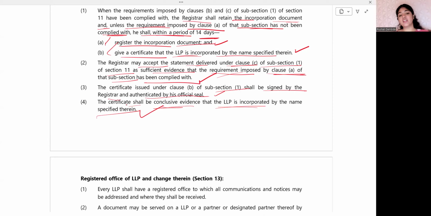Okay. Is section number 12 clear to you all? Yes, ma'am.